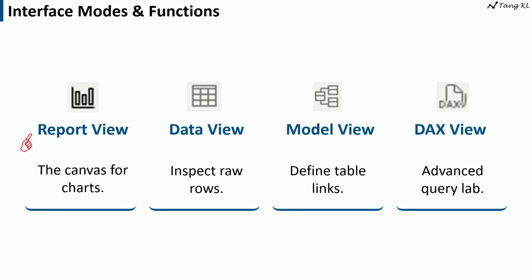There are four main views in Power BI, and each one has a different purpose. First, Report View. This is where you spend most of your time. It's the canvas for charts and visuals, bar charts, tables, cards, and dashboards that users see. Second, Data View. Here, you can look at the raw data rows in a table format. It helps you check values, understand columns, and make sure the data looks correct. Third, Model View. This view is used to define relationships between tables. You connect tables, check keys, and make sure the data model works properly.